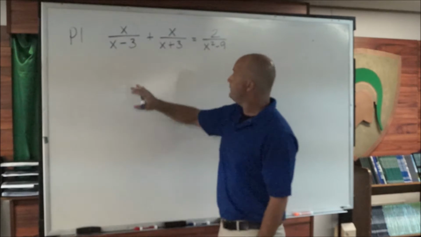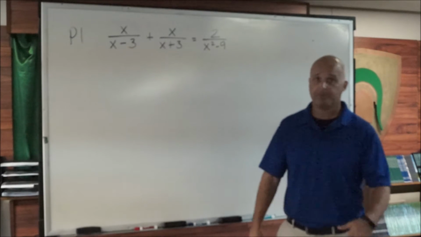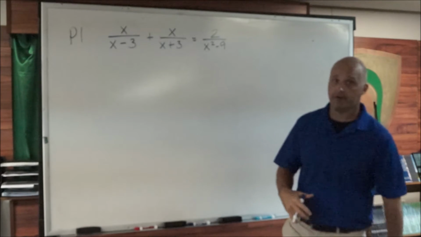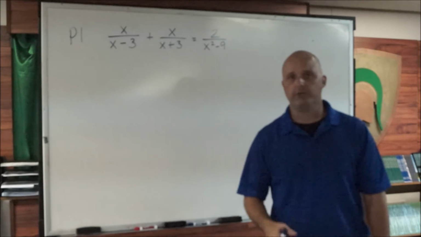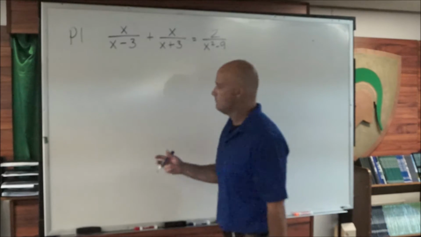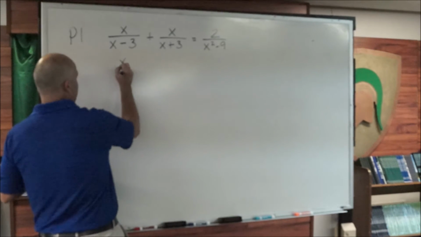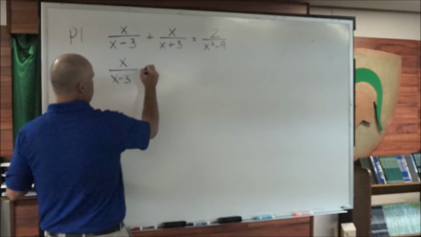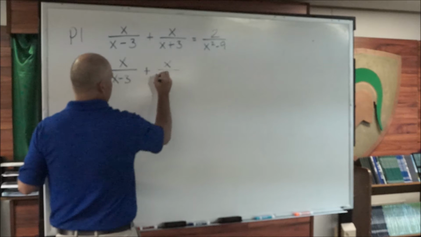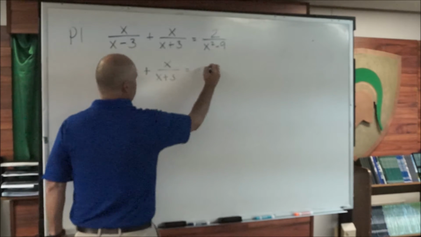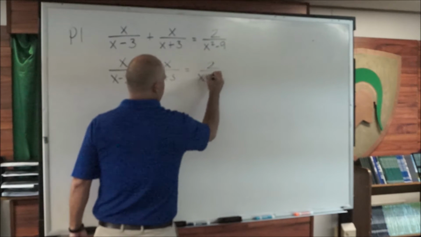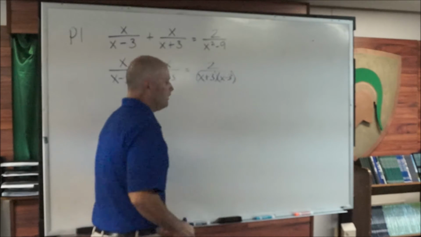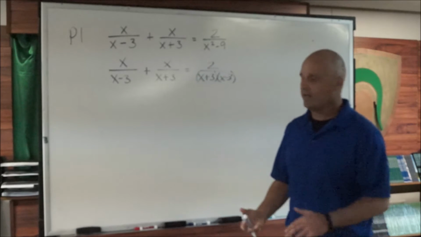I've already got x minus 3 and x plus 3 in the denominator on the left side. I have an x squared minus 9 in the denominator on the right side. So what I'm going to do is go ahead and change this to factors. And you're going to see that it's just going to be x plus 3 times x minus 3. So we get x over x minus 3 plus x over x plus 3 equals 2 over x plus 3 times x minus 3.